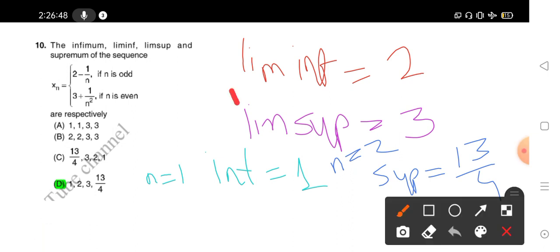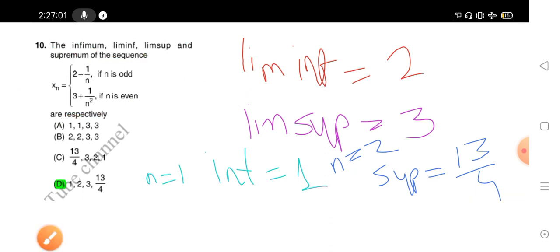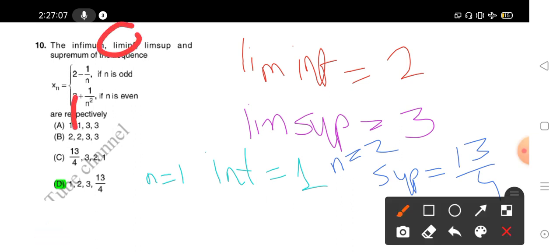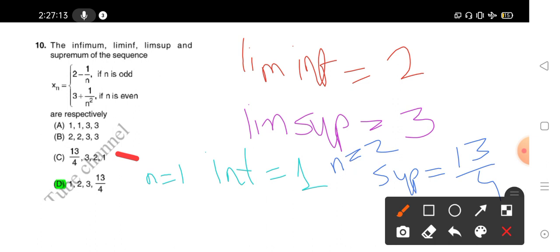As n tending to infinity, the infimum of this one. Here we have 2 and here 3. Here the infimum is 2. In the options, check the infimum. Limit infimum means the second one, and it is given as the second. Check the options for it: in options B and D, 2 only is given, and in C and A it is not given, so those options are wrong.